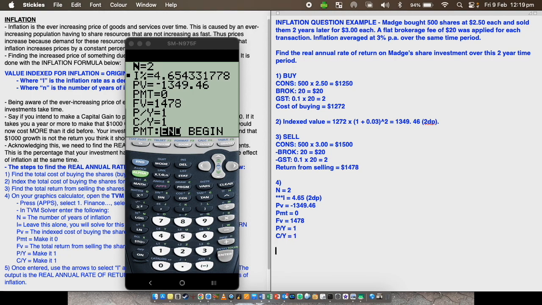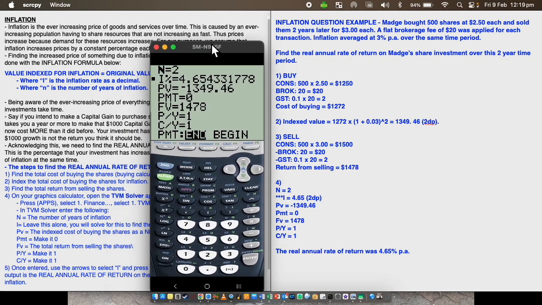And then answer in a sentence, because you've still got marks for putting that in, but say the real annual rate of return was 4.65% per annum. What does per annum mean? Every year. Done. That's how you find the real annual rate of return on an investment. 4 steps.